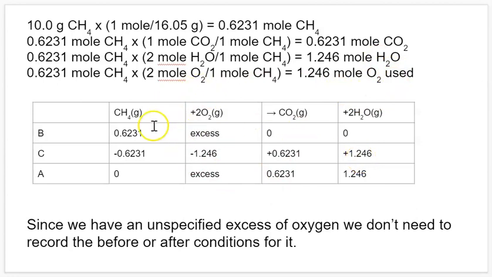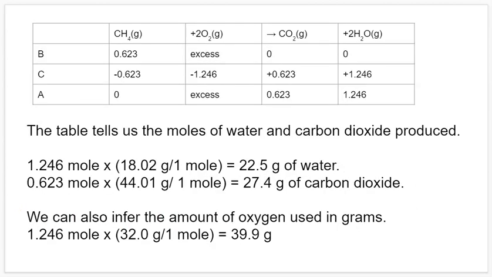The methane is reacting completely, so we have none of it left. For the oxygen, we started with an excess and we're going to end with an excess, but I still want to fill out the change row to show how much of it is actually being used. And for CO2 and water, we start with nothing and we form the amounts that we calculated above, and those are our moles. However, like I said before, the moles aren't really useful in a laboratory. So we're going to want to convert those back to grams using their respective molar masses.